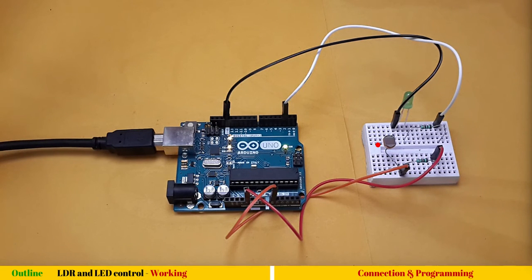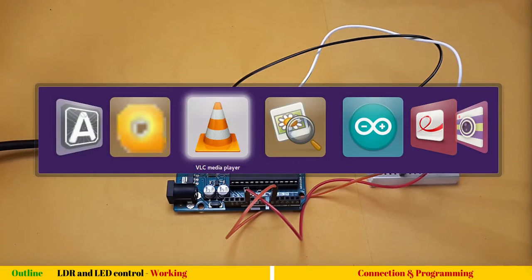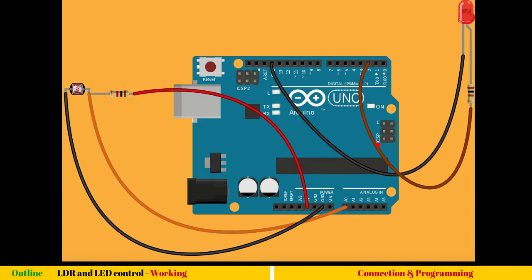So let's come back to the circuit first. Let me clear this red dot. You can see here we have a voltage divider circuit. And why do we need it? The reason is, if you don't connect this resistor, you won't be getting an analog input voltage based on the change of resistance. The reason is very simple.